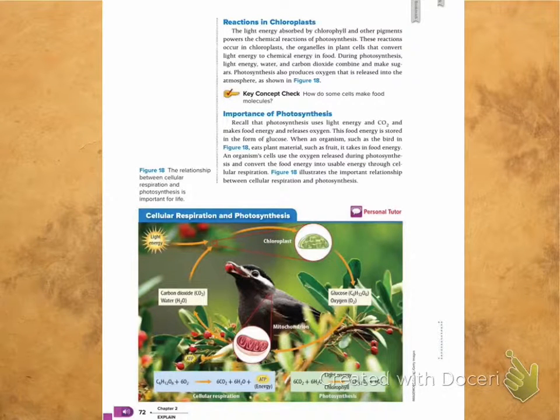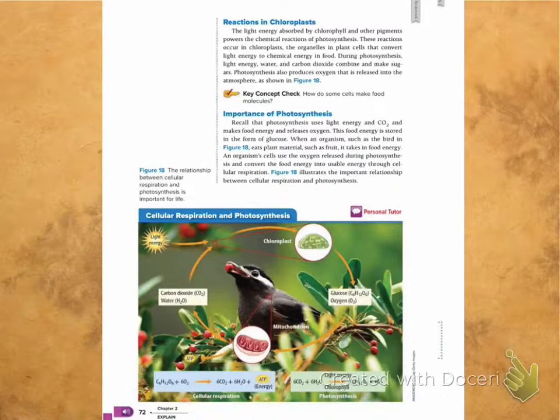Reactions in chloroplasts. The light energy absorbed by chlorophyll and other pigments powers the chemical reactions of photosynthesis. These reactions occur in chloroplasts, the organelles in plant cells that convert light energy to chemical energy in food. During photosynthesis, light energy, water, and carbon dioxide combine and make sugars. Photosynthesis also produces oxygen that is released into the atmosphere, as shown in Figure 18.